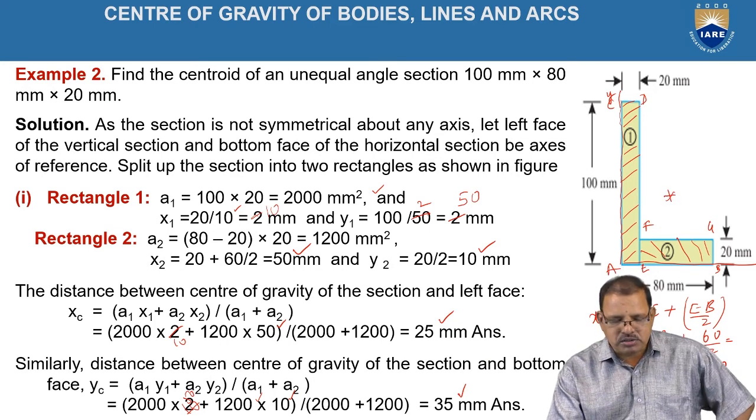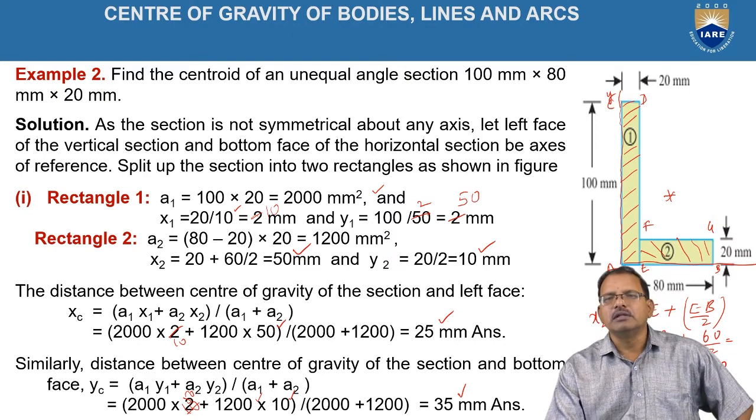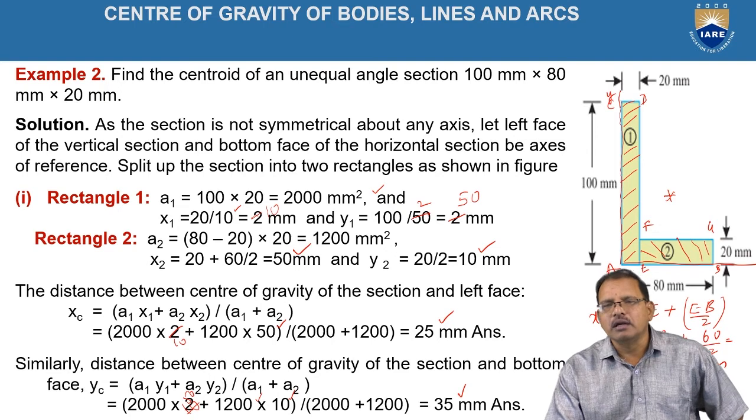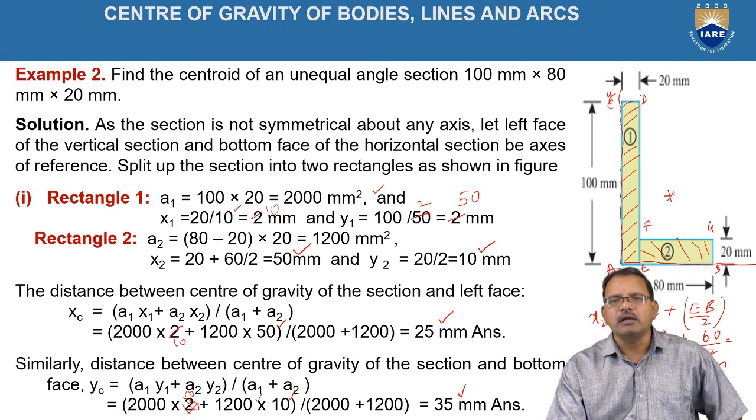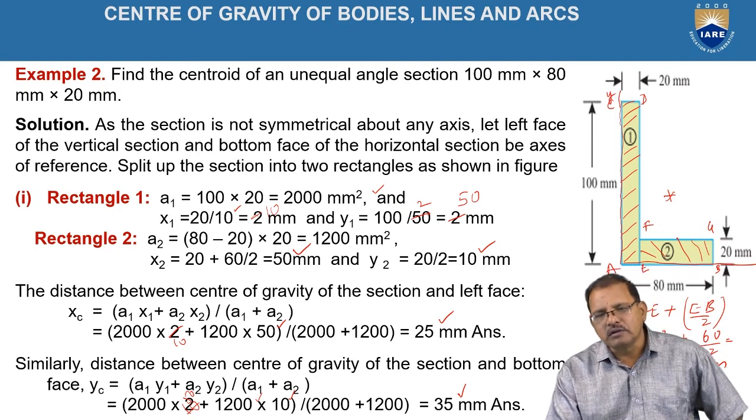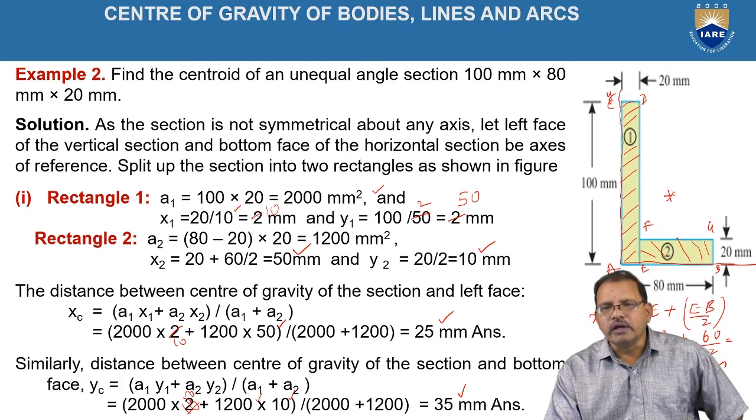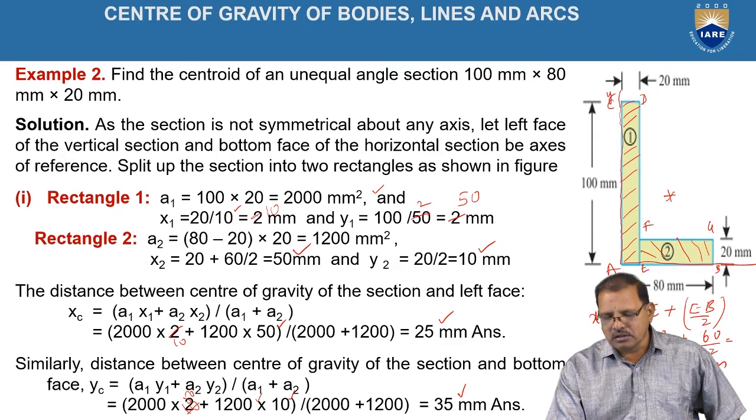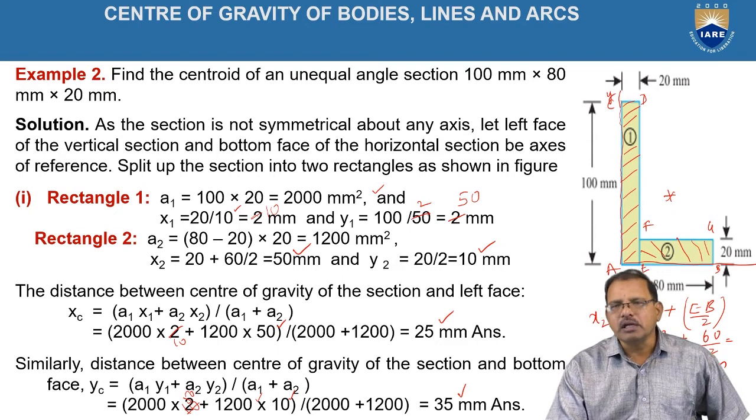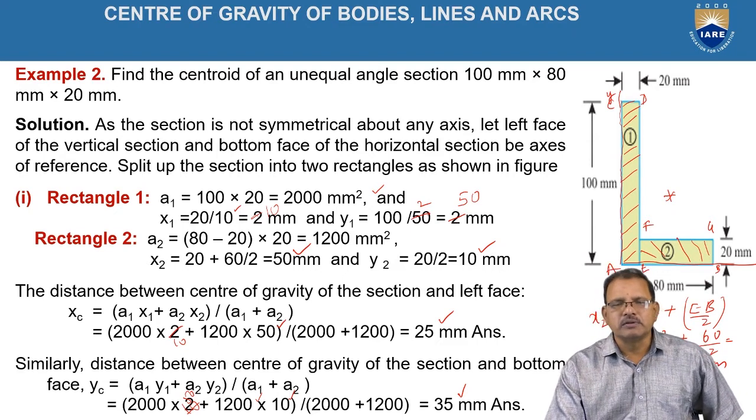That is xc is equal to 25 mm, yc is equal to 35 mm. That means the center of gravity may lie within the object or it may be outside the object, where the entire area of the object is assumed to be concentrated irrespective of its notations.